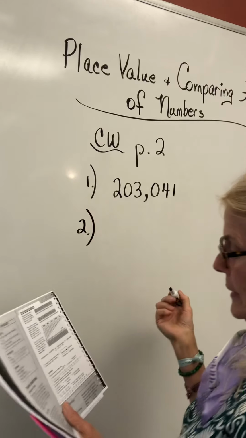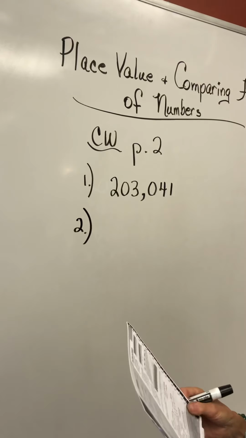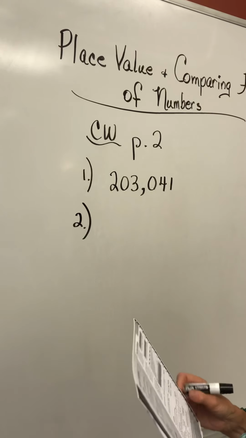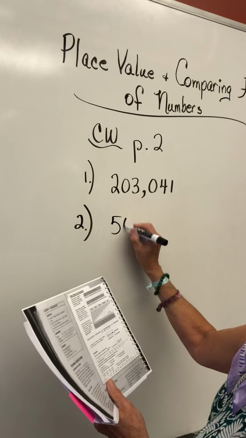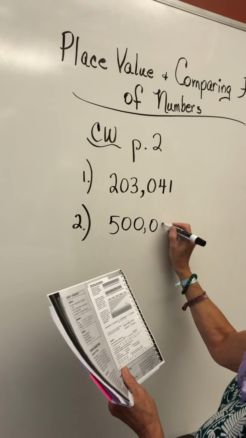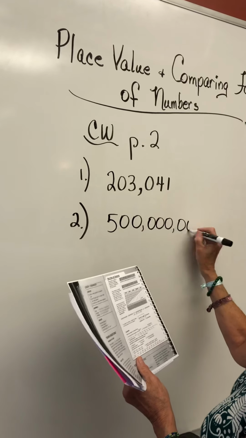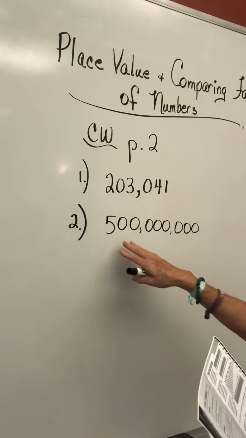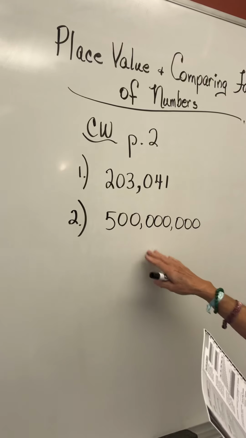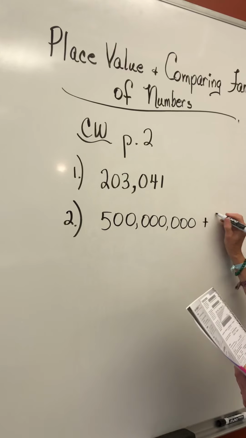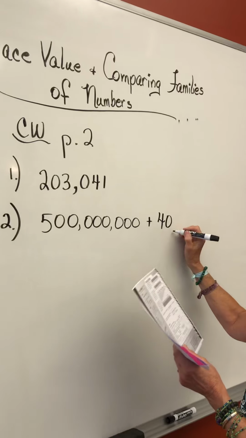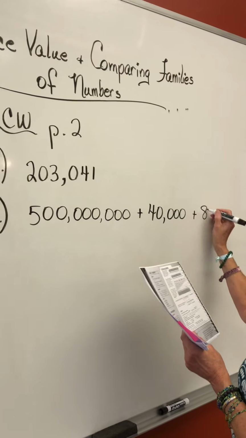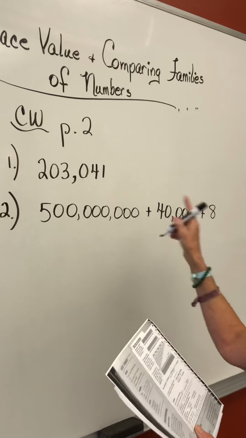Number 2 is 500. Well, we'll have to figure that out. Let's figure this number out. So write this down. So 500 what? Simple, thousands, and millions, right? The 500 million plus they want you to add 40,000 to that plus 8 units. So write that in a standard form.